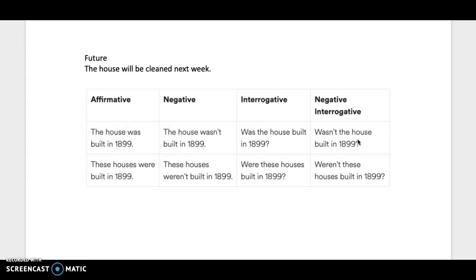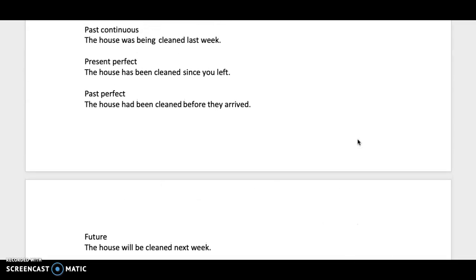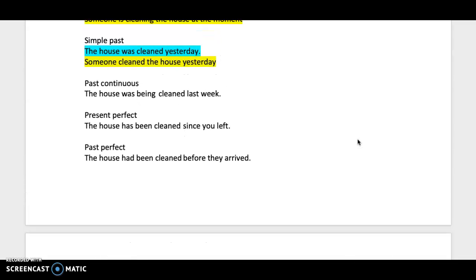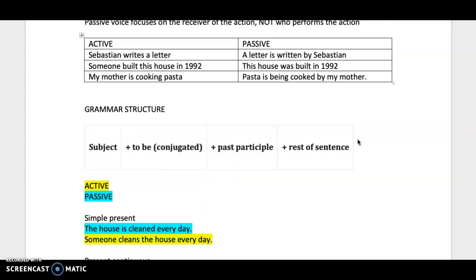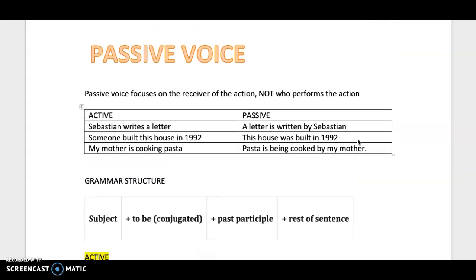Okay? So pay attention to the grammar structure, and you will find that this passive voice is very easy to use.